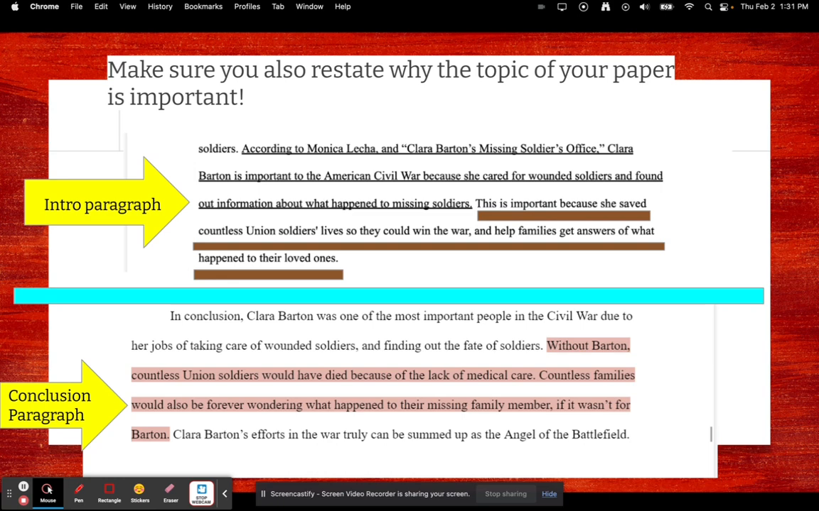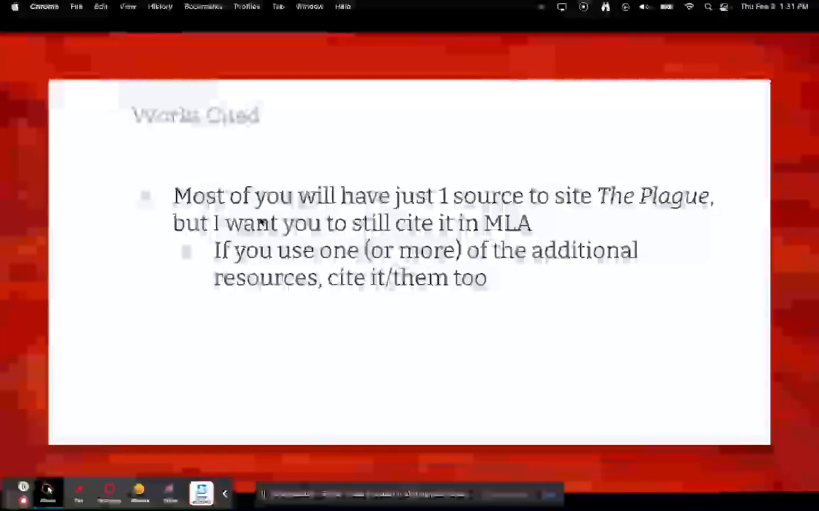Okay, so I just take that sentence, I jumble it around, I reword it, and I say, in the conclusion paragraph, "Without Barton, countless Union soldiers would have died because of the lack of medical care. Countless families would also be forever wondering what happened to their missing family member if it wasn't for Barton." Okay? That is how you make a conclusion paragraph.